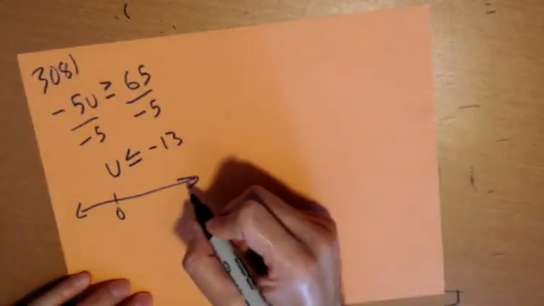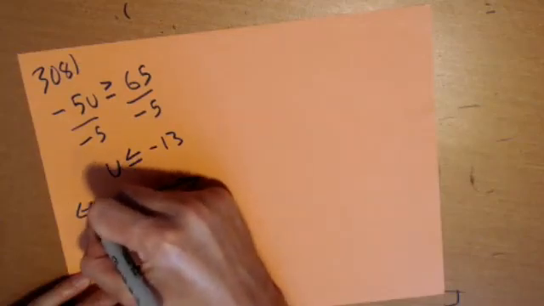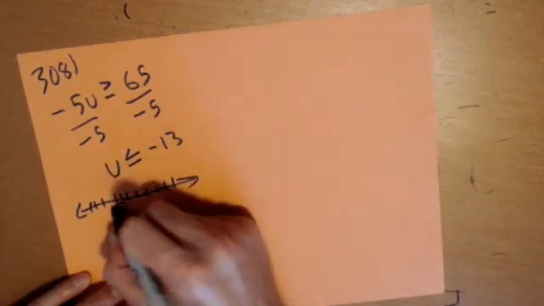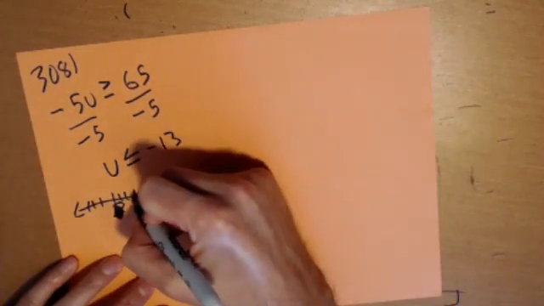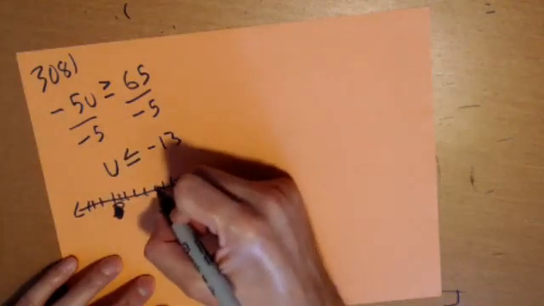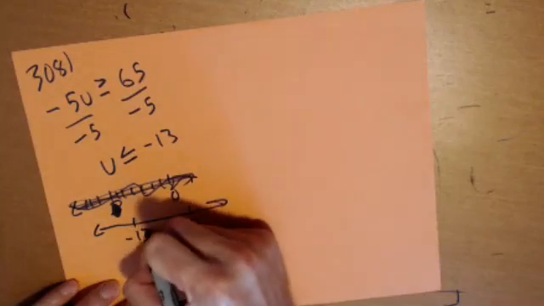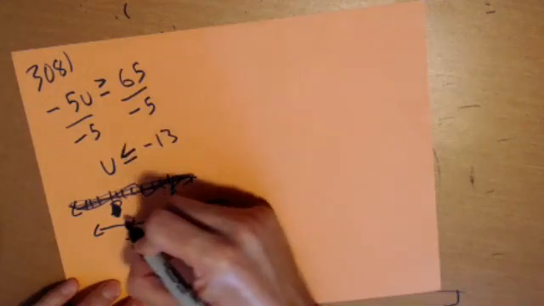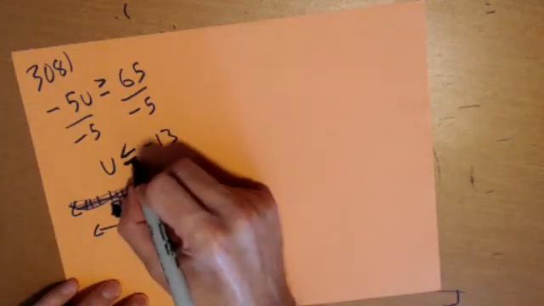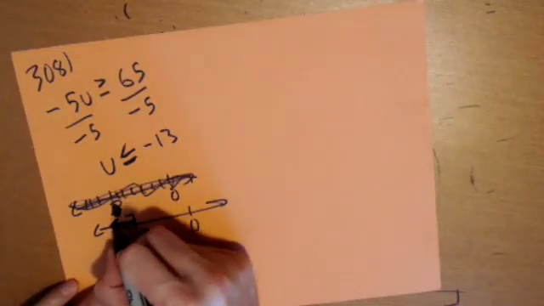Okay, so here's 0. Here's -13. We want all values pointing. See how this is the arrow pointing to the left? So, and it's bracket, so bracket, and then pointing to the left.